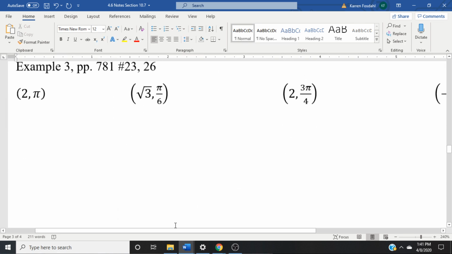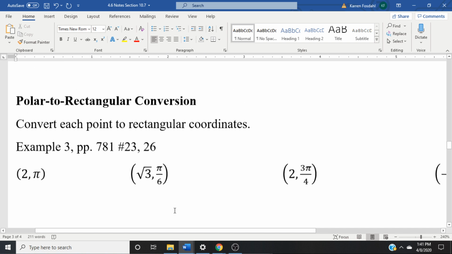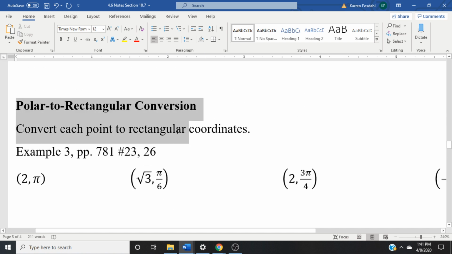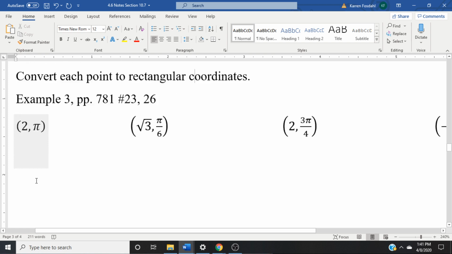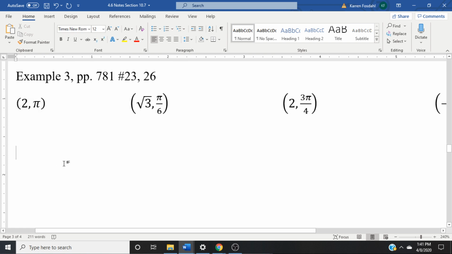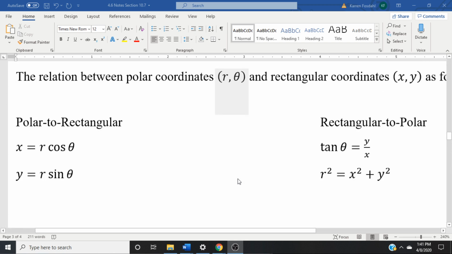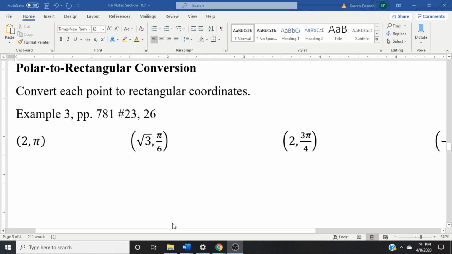Okay, I'm not going to go through all of these points, but let's do some of these. So this is converting to rectangular from polar. I'm going to do the problem so that you can have the formulas up. So that will help you, okay? Okay, let's do 2 of these. We'll do the easiest one, obviously.